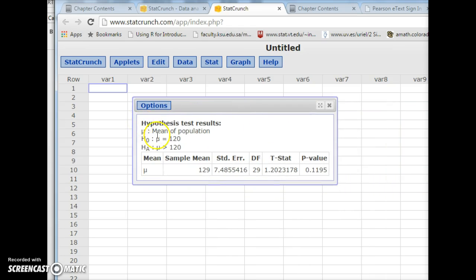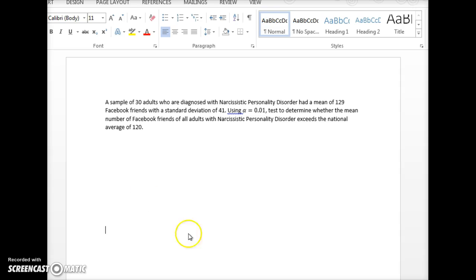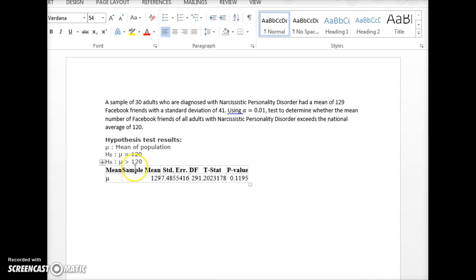And we are given our null and alternative hypotheses, and then here's our test statistic and our p-value. So let's copy that, go to the example, and paste. So here's our output.